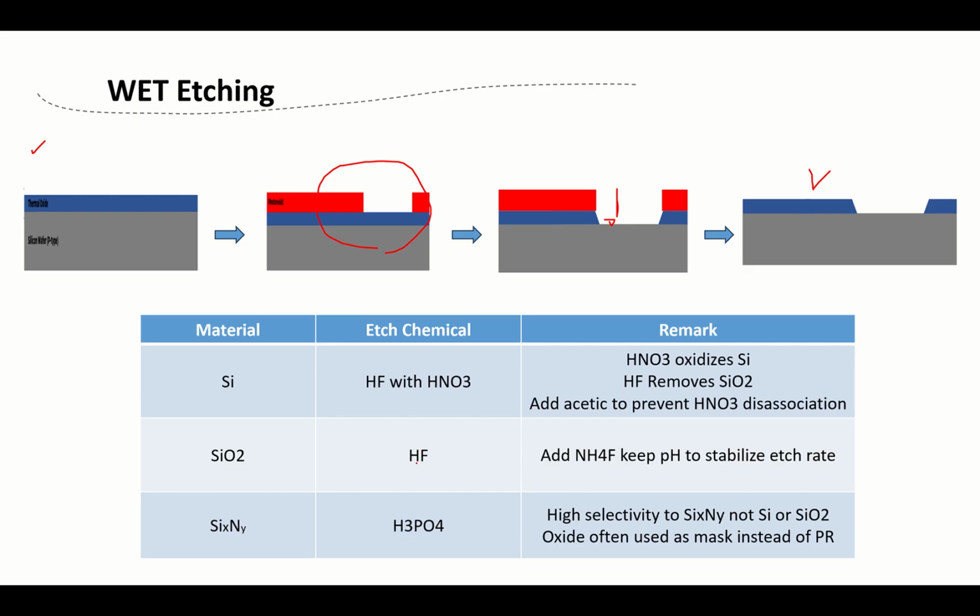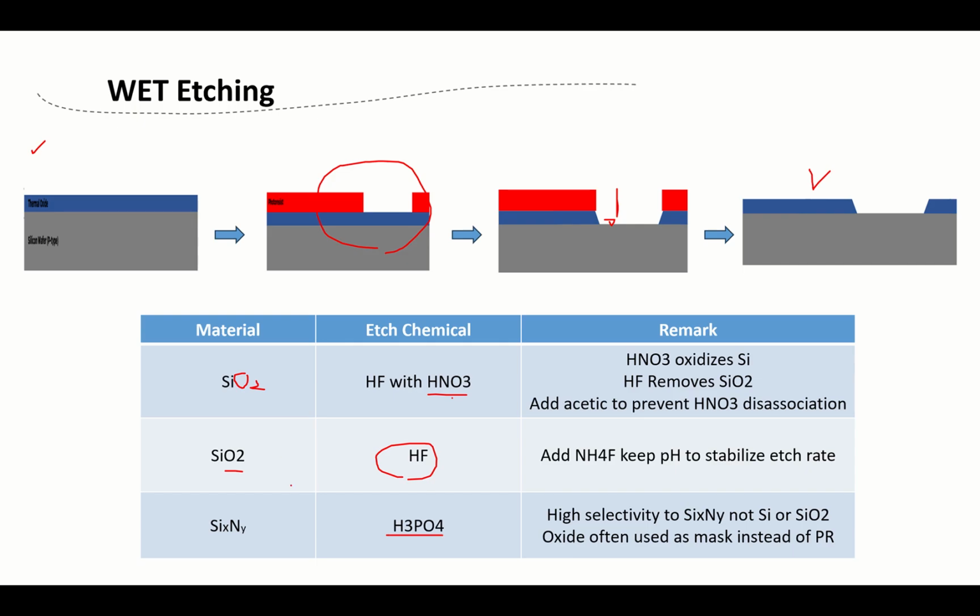different chemicals are used for specific materials. HF will etch away silicon oxide and not silicon, so you have to add nitric acid to oxidize the silicon, then etch it away. You will add acetate to prevent nitric acid dissociation. You also add NH4F to keep the pH stable to stabilize the etch rate for HF.